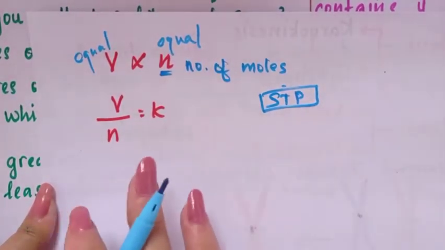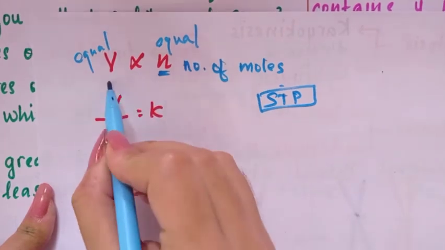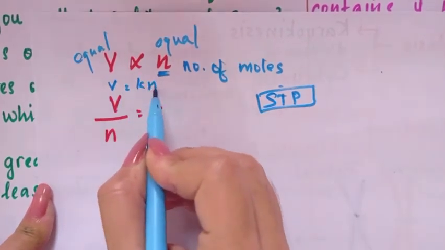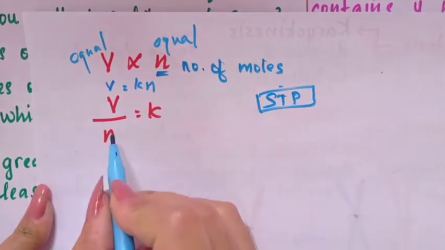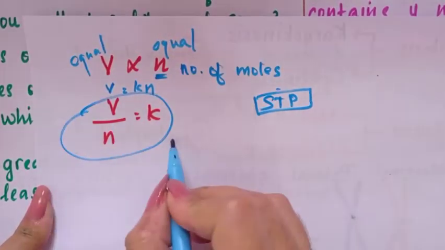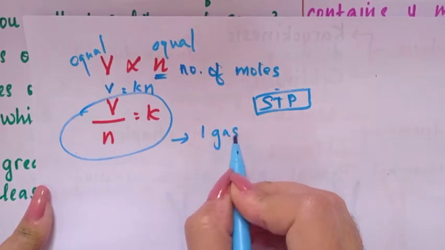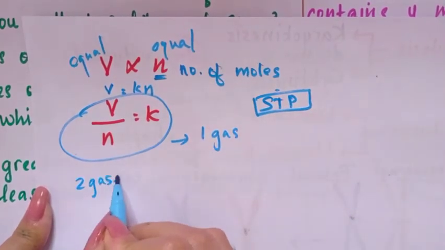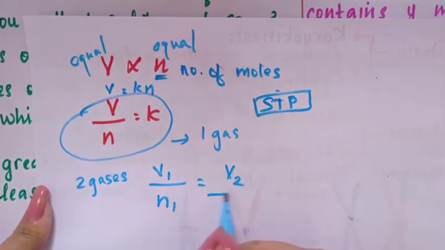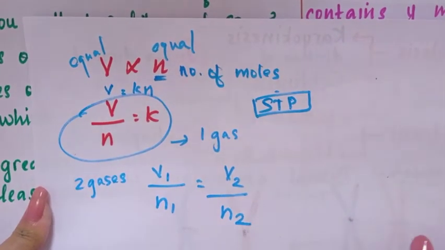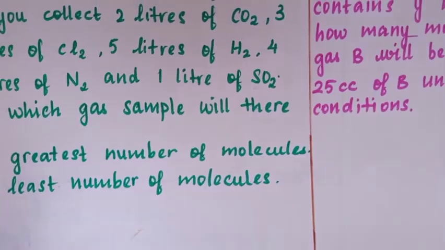That is Avogadro's law. Now if you are removing this proportionality sign, V will be equal to K into N, which means V by N is equal to K. This is for one gas. If there are two gases, you will write it as V1 by N1 is equal to V2 by N2. This is Avogadro's law. Now we'll see some problems.